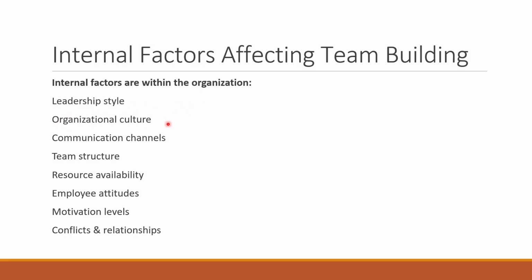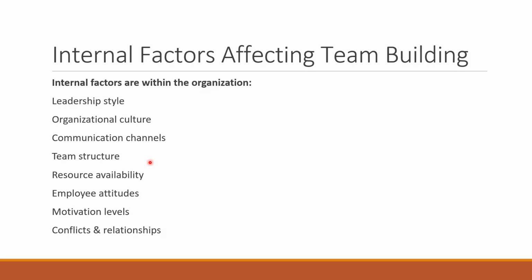Then the next factor could be the organizational culture. A positive culture, of course, would promote collaboration. On the other hand, a negative culture will lead to conflict. Next factor is communication channels or communication systems. If there is poor communication, it would lead to misunderstanding. And if the communication is clear, it will improve the coordination. The next factor is the team structure.